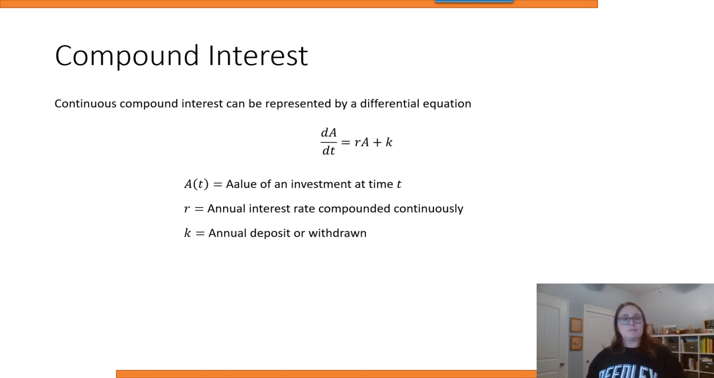So A, oh, there's a typo there, is the value of the investment at time t. And so my solution to this differential equation is A of t. R is the interest rate compounded continually, the annual interest rate. And K is however much you're depositing or withdrawing. So you'd have a positive K value if you're depositing money into the account every year, and it would be a negative value if you're withdrawing the same amount every year. So it's just another example. We'd solve it the same way that we solved the last two, either with separation of variables or an integrating factor, once you plug in all the values in the appropriate place.